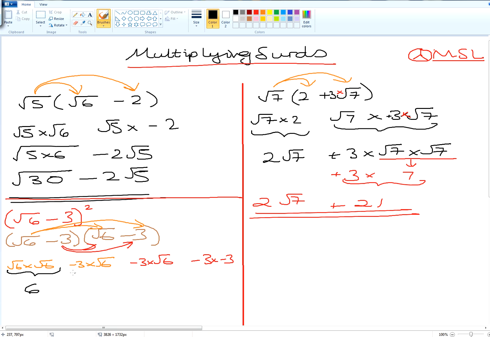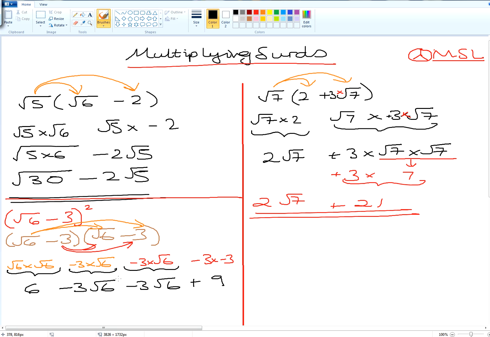Okay, now minus 3 times by root 6 will give us what? Minus 3 root 6. Minus 3 again times by root 6 will give you what? Minus 3 root 6 again. What's minus 3 times by minus 3? Plus 9.